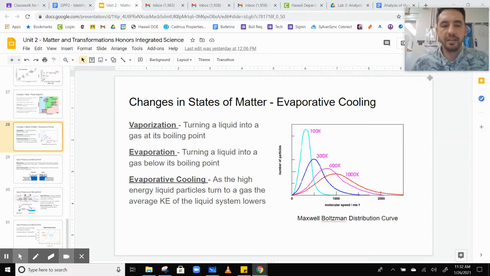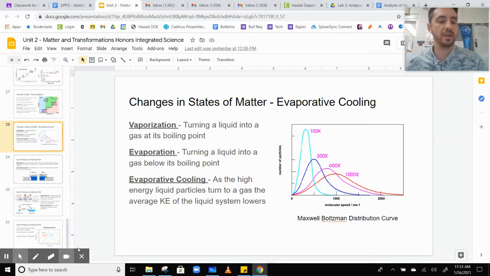Okay, everybody. So today we're going to be talking about a couple concepts related to changes in phases of matter. The first one we're going to be talking about is evaporative cooling. Along with that, we're going to talk about the difference between vaporization and evaporation.